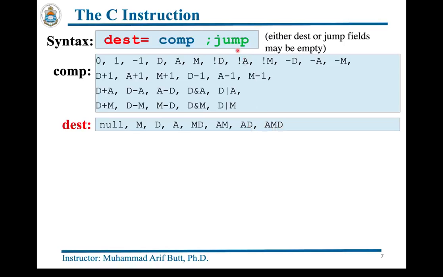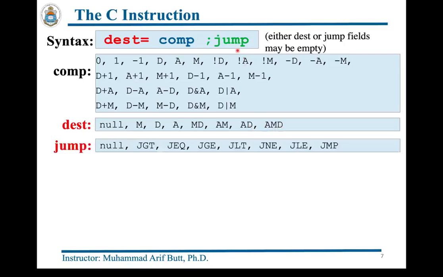Let's talk about the jump directive as well. Well, the jump directive can also take these 8 different values. This null means we don't want to jump, and this JMP means an unconditional jump. And the rest of the 6 symbols are used for conditional jumps.